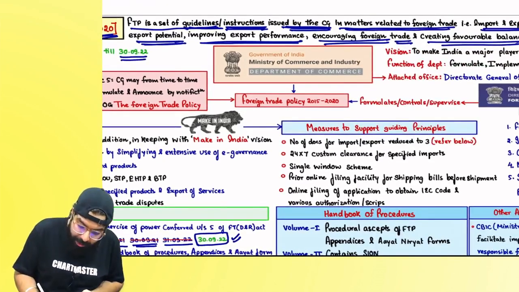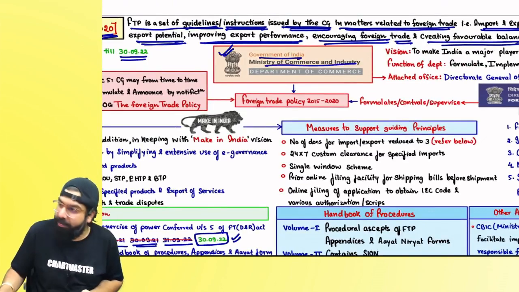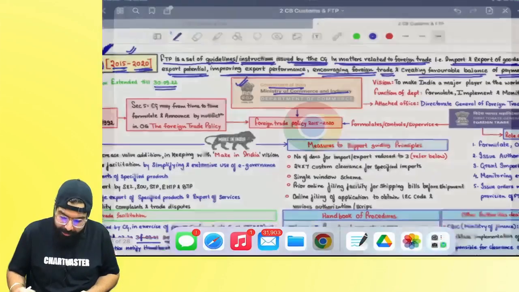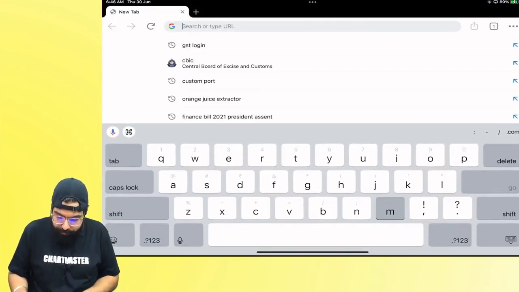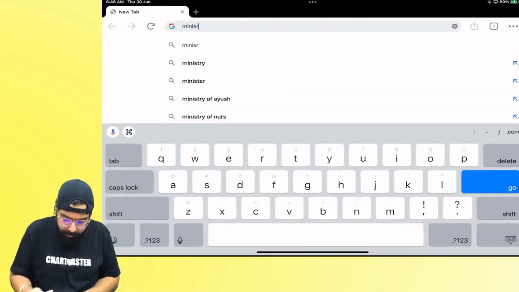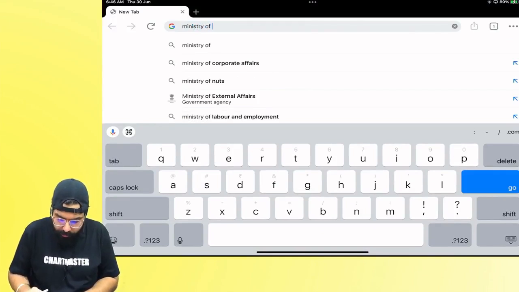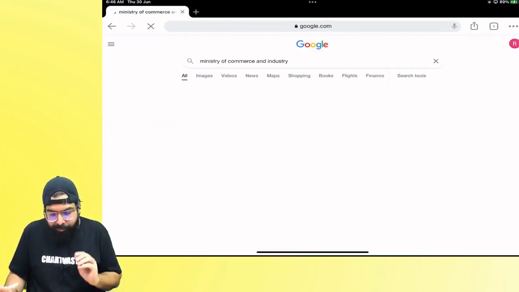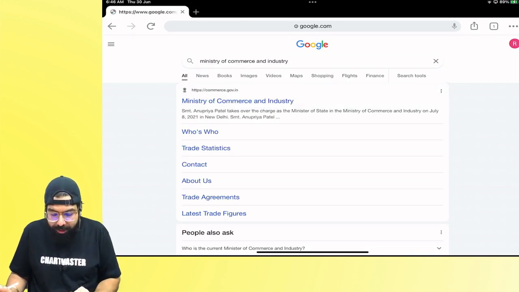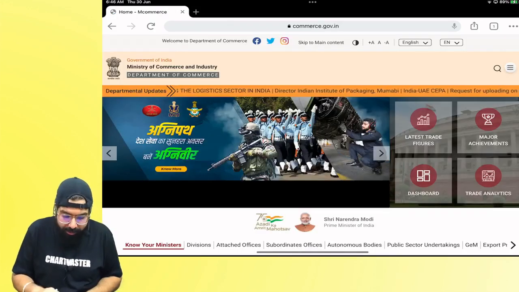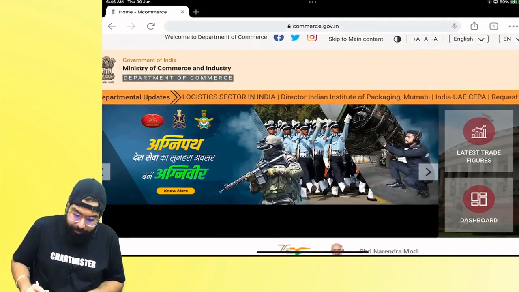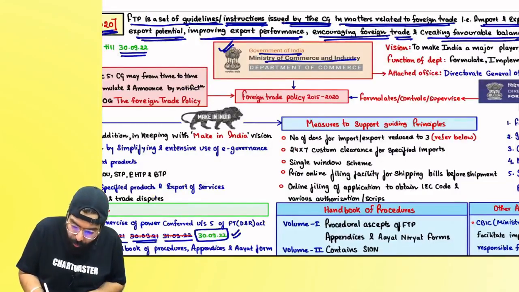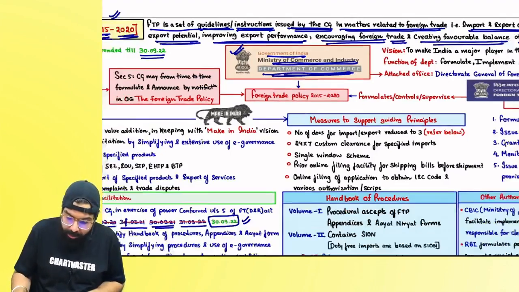Now, you have the Ministry of Commerce and Industry. Here, if you go ahead and see, in the Ministry of Commerce and Industry, the Department of Commerce is there. Okay, everyone.